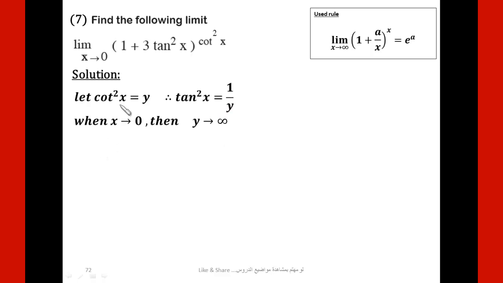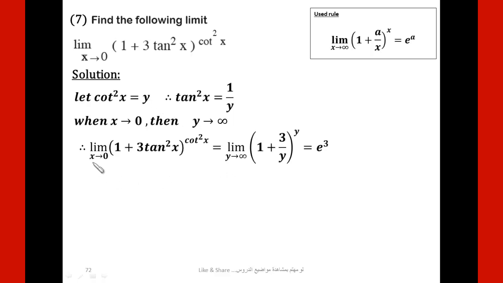And when x tends to 0, substituting x here equals 0, then y tends to infinity. Again, cotan square x equals 1 over tan square x. And tan x equals 0. So 1 over tan square x tends to infinity. It means y tends to infinity, and we write it.